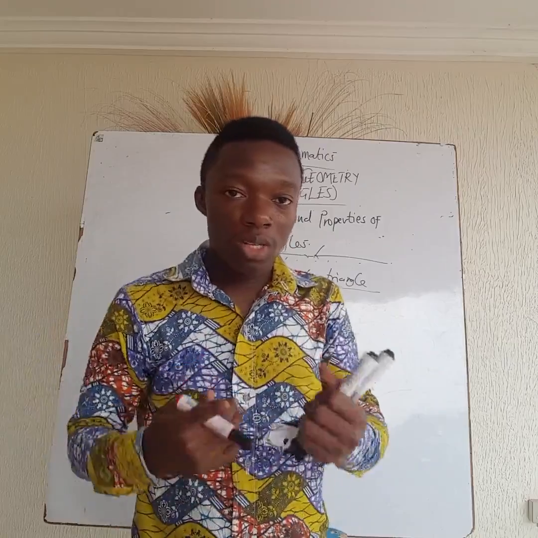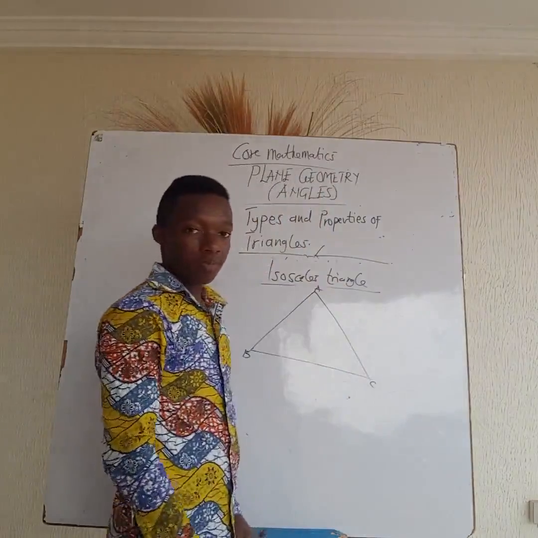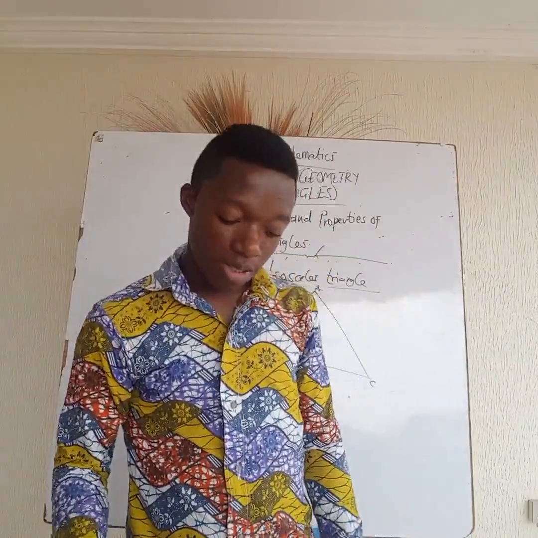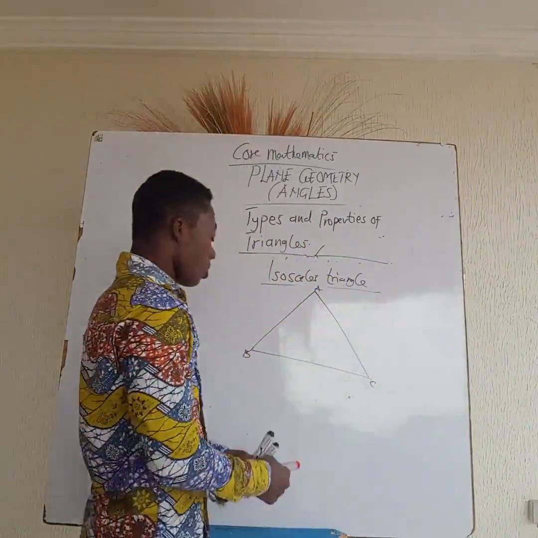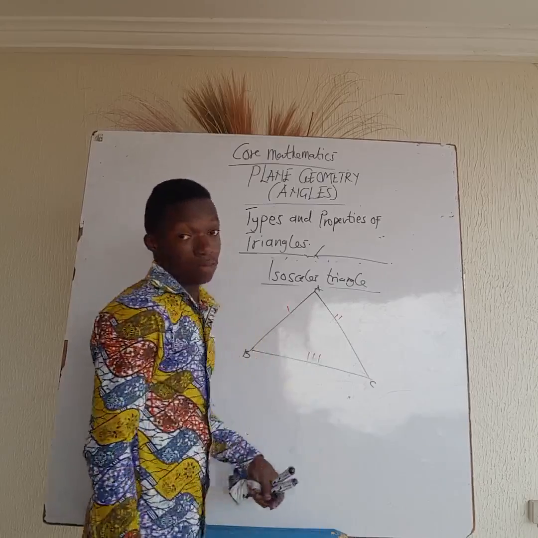So no rotational order, no lines of symmetry, because they have unequal lines. So they also have unequal interior angles, right? So that is for the scalene triangle. So for scalene, I can have this to show that they are unequal. Get what I'm trying to say?